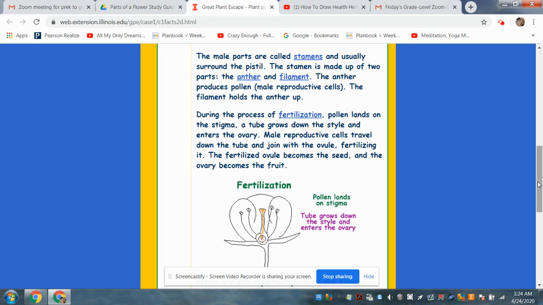Pollen lands on the stigma. A tube grows down the style and enters the ovary. Male reproductive cells travel down the tube and join with the ovule, fertilizing it. The fertilized ovule becomes the seed, and the ovary becomes the fruit.